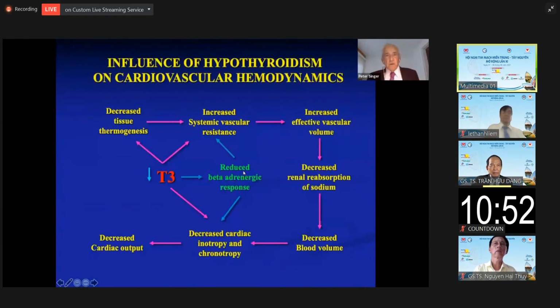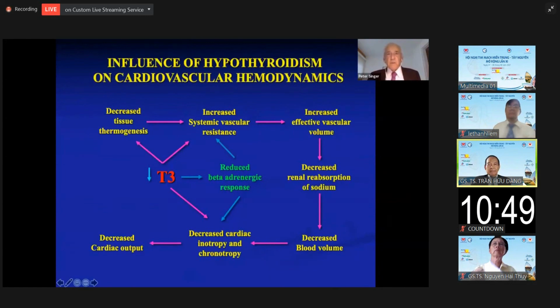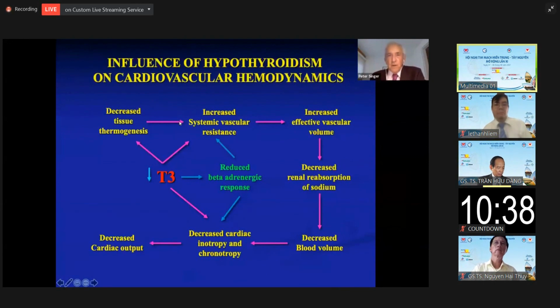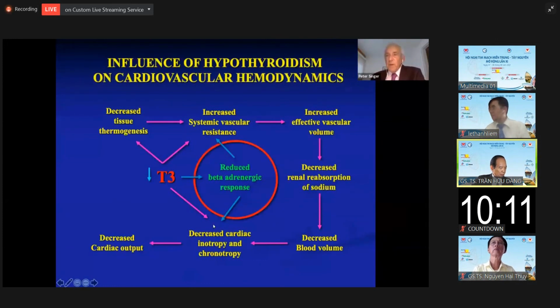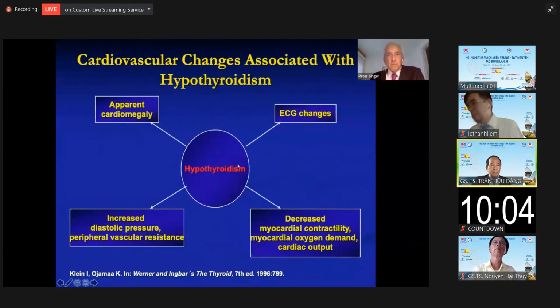Well, this slide looks familiar, doesn't it? It looks like the slide on hyper, but I'm substituting hypo on cardiovascular dynamics. So with these patients, decreased tissue heat production, increased SVR, increased effective plasma volume, and the point is that these patients have a decreased blood volume because of an increased systemic vascular resistance, decreased inotropy and chronotropy, so decreased force of contraction, decreased heart rate, and decreased cardiac output. Now, the other thing is, in contrast to hyper, these patients have a reduced beta adrenergic response.